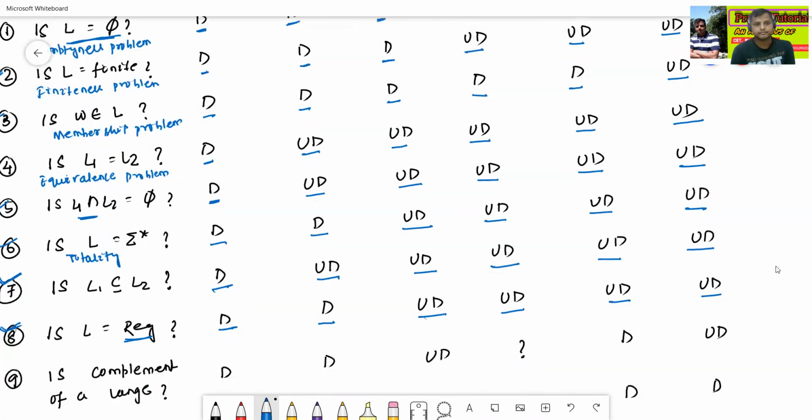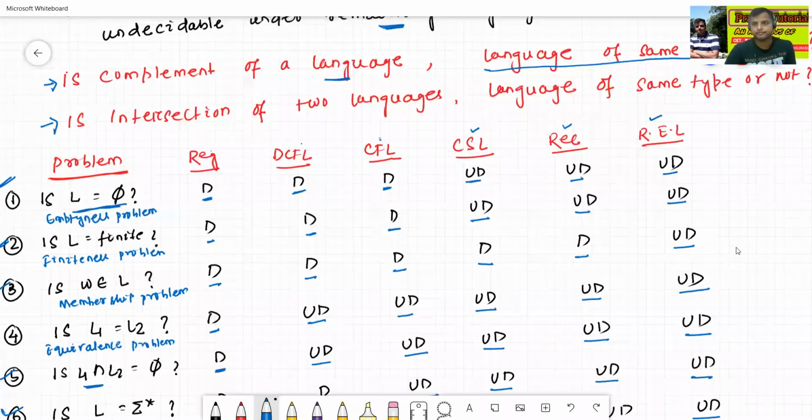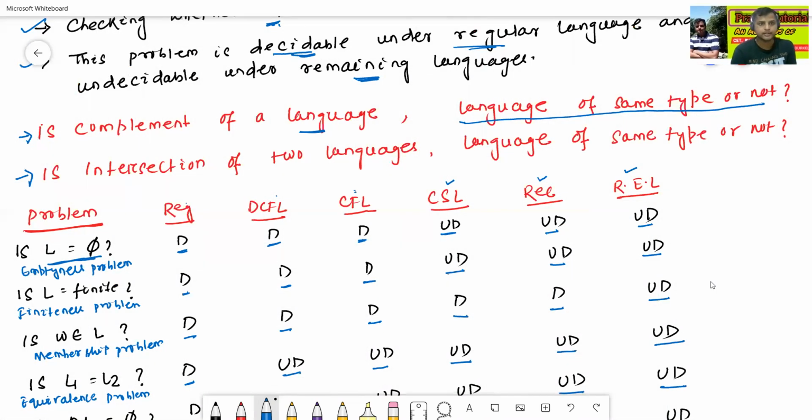The ninth one: is the complement of a language of the same type or not? We have also discussed this problem. Is the complement of a language of the same type or not? This problem is decidable or undecidable. Ninth one. Okay, so we'll see.